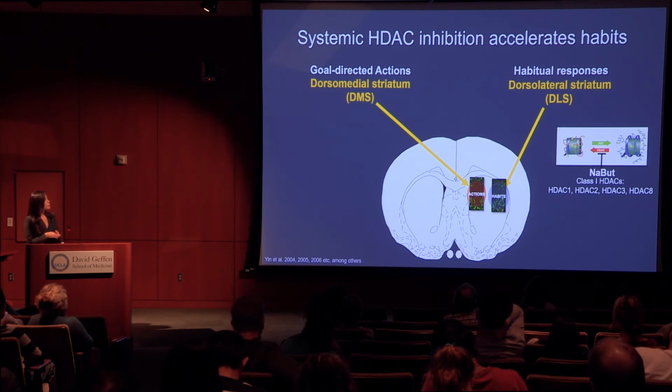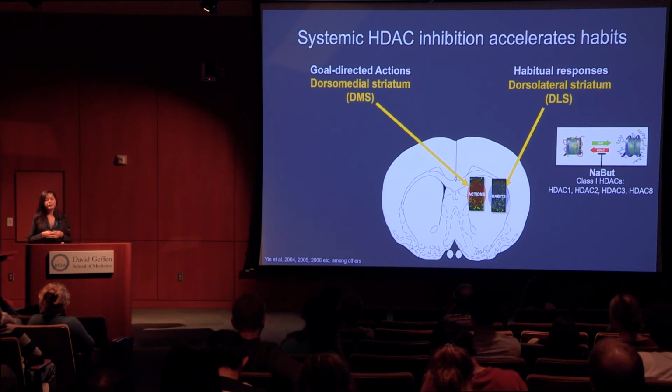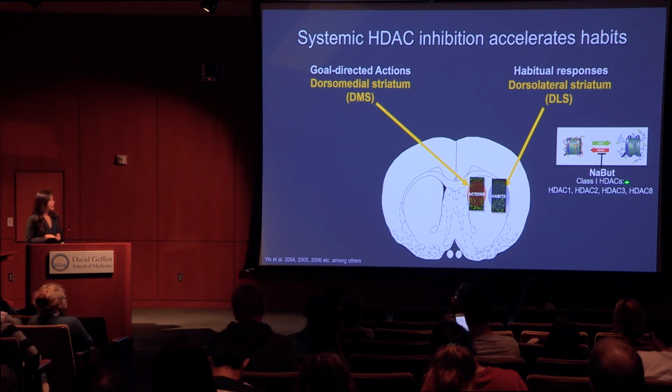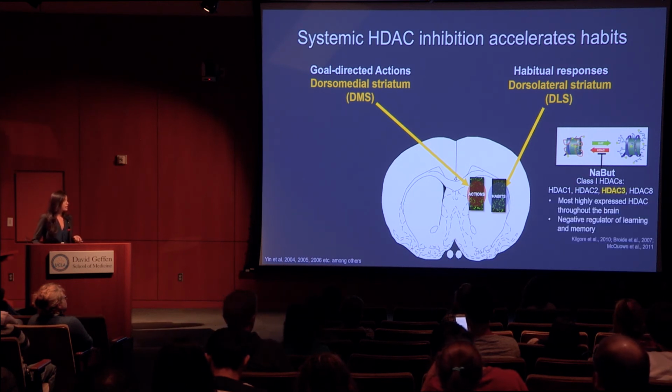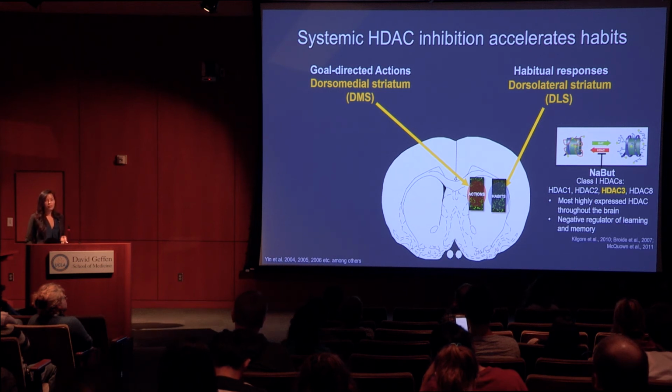But one other thing that we wanted to then hone in on was that sodium butyrate is a non-specific HDAC inhibitor. It generally targets class 1 HDACs, and within this class of HDACs, HDAC3 is the most highly expressed HDAC in the brain. And so what we did was use specific HDAC3 manipulations within the DLS to then examine how behavior would change.